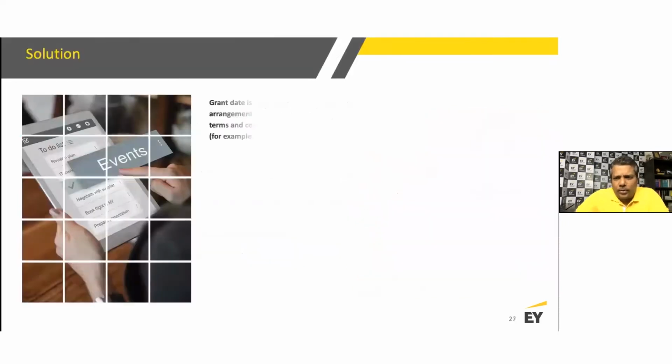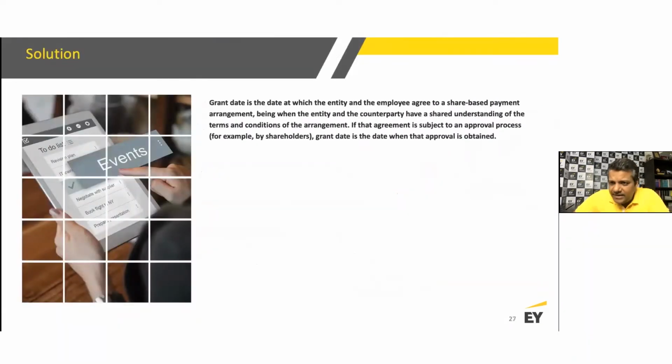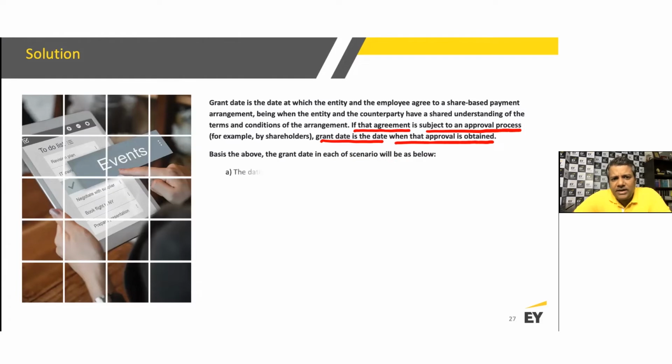Grant date is the date at which the entity and the employee agree to a share-based payment arrangement, when the entity and the counterparty have a shared understanding of the terms and conditions of the arrangement. If that arrangement is subject to an approval process, and this is important, grant date is the date when that approval is obtained. The grant date in each of the scenarios will be as below.